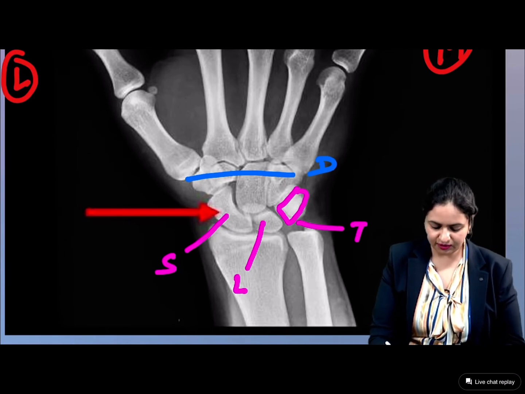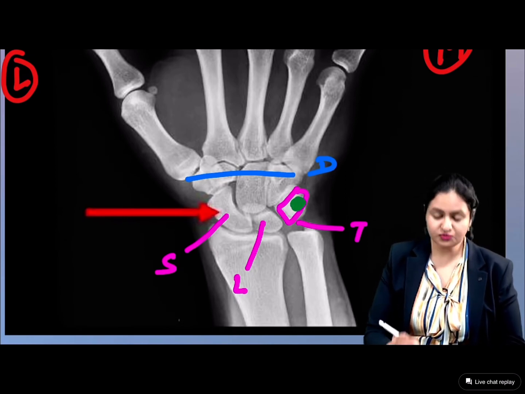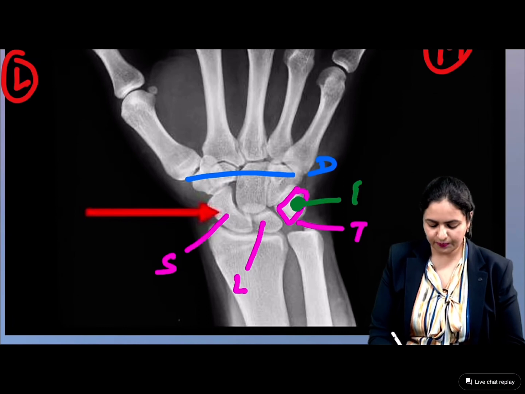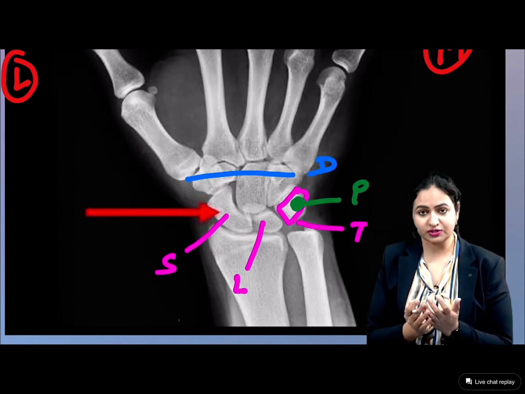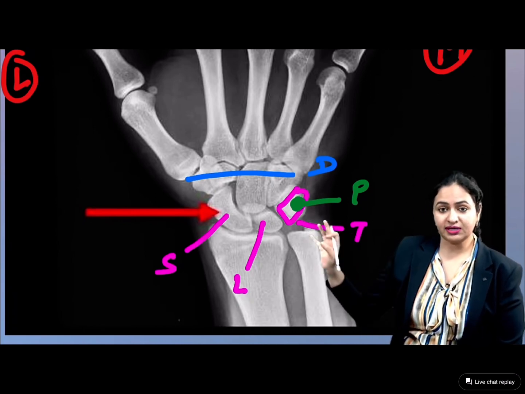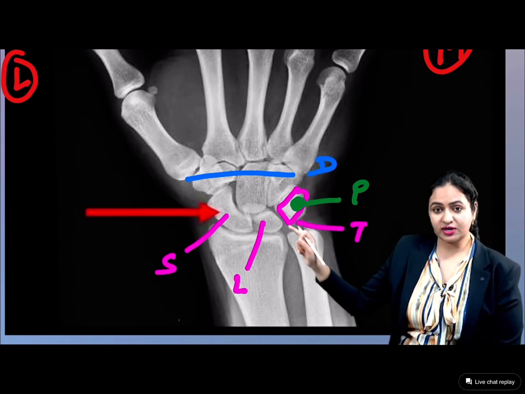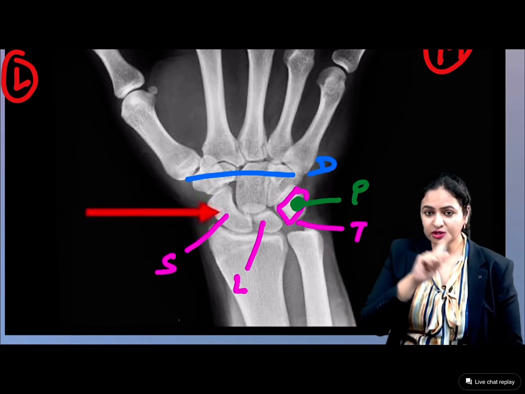I will draw in a different color. Yes, this one. There is a small round bone over here which is the pisiform. The pisiform and triquetral are overlapping with each other, so we are not able to see them separately, but this is how you identify it: this is the triquetral and this is the pisiform. Now coming to the distal row.